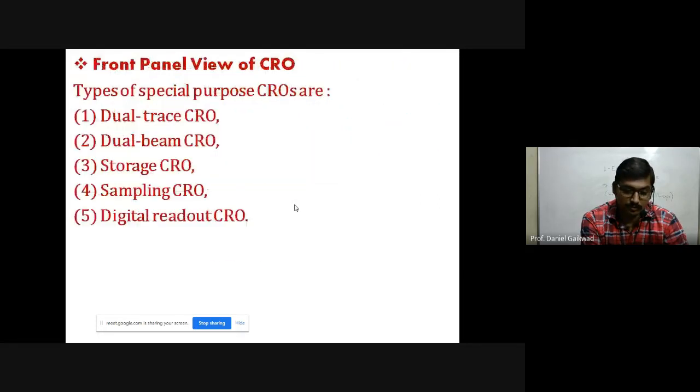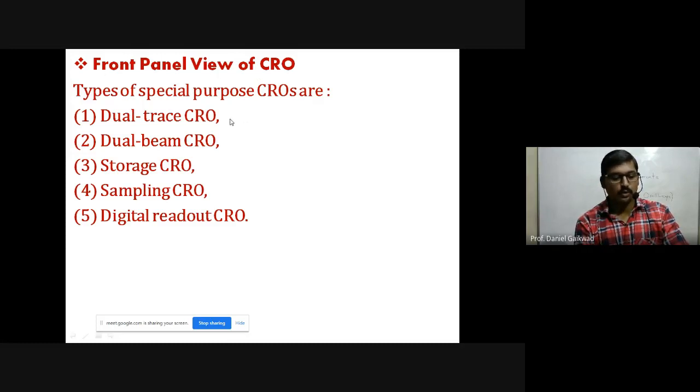Now check carefully. We have the next important topic, the front panel view of CRO. We have different types of CRO. The types of special purpose CRO are dual trace CRO, dual beam CRO, and number three, storage CRO, where the information or waveform can be stored. Then number four, sampling CRO, and digital readout CRO. We have a number of different types of CRO which we have to discuss in detail. Number one, the dual trace CRO and its front panel view.